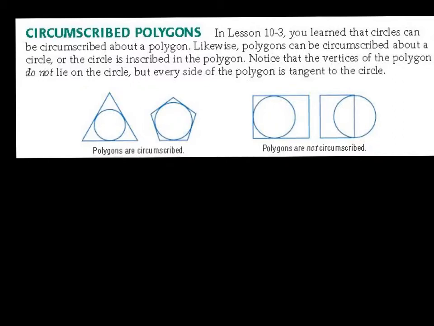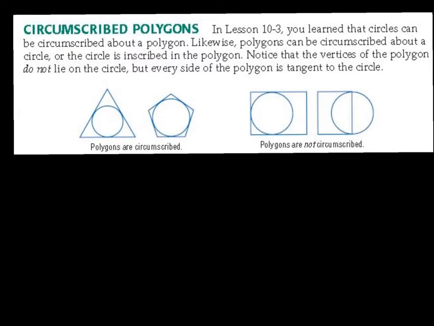In Lesson 10.3, we learned that circles can be circumscribed about a polygon. Likewise, polygons can be circumscribed about a circle, or the circle is inscribed in the polygon. Notice that the vertices of the polygon do not lie on the circle, but every side of the polygon is tangent to the circle. Okay, so here are our points of tangency, and this one has 5 points of tangency. And the polygon is not circumscribed because it does not have a point of tangency for every side, and the circle went outside, so that fails too.